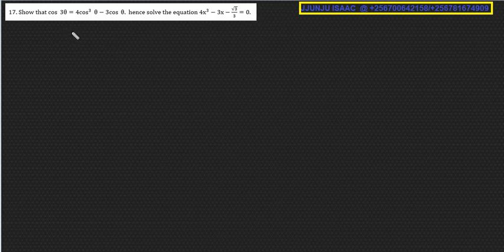Let us solve this equation here, but we need to first prove, and remember this is a triple angle identity, so we need to show that cos 3 theta is equal to this. So let us use the compound angle 2 theta plus theta. Now this gives us cos 2 theta cos theta.